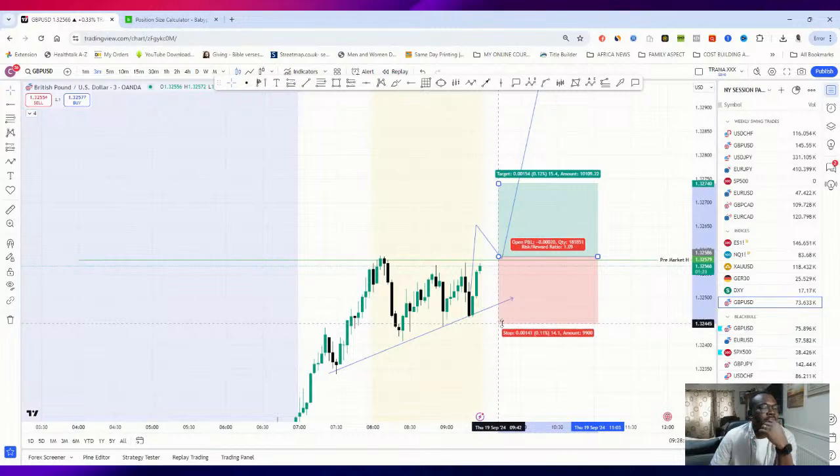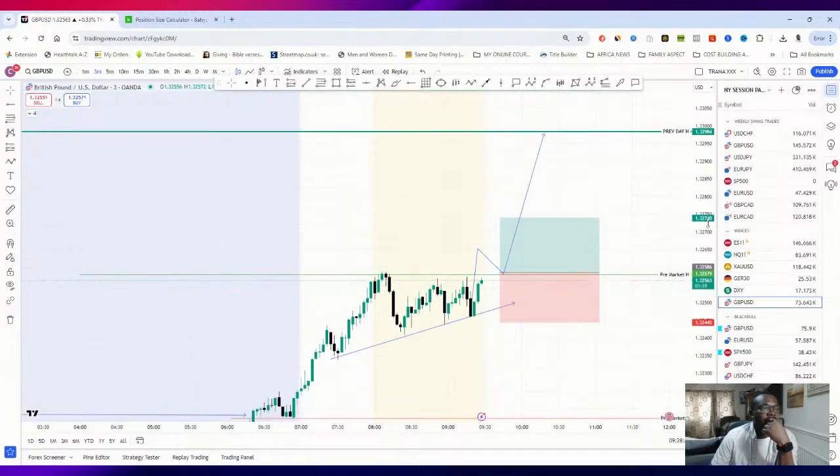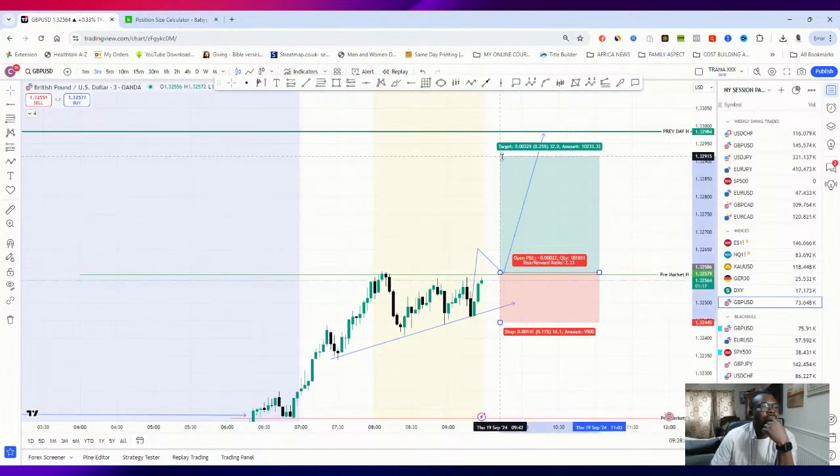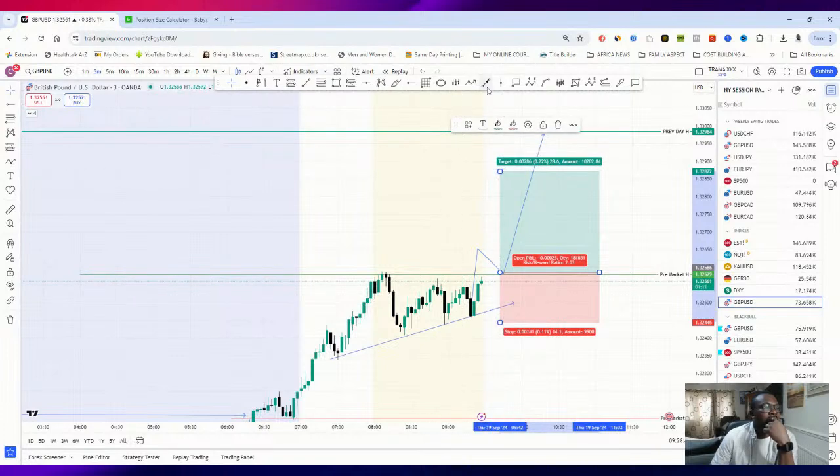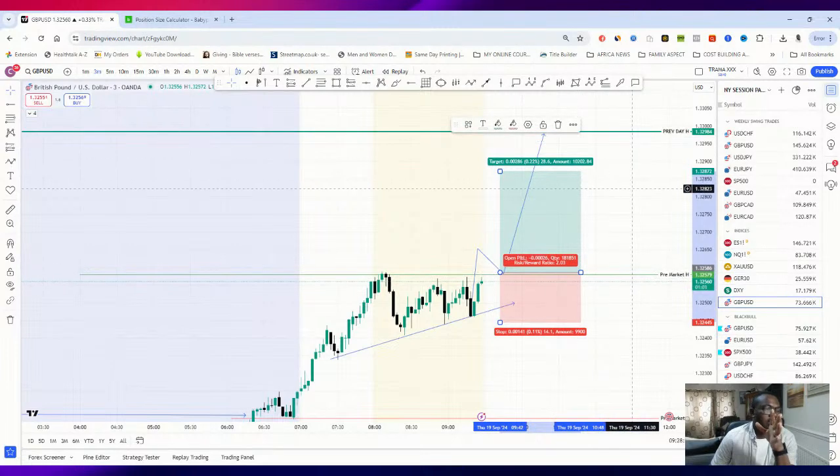Remember, it's 15 pips, so I'll leave it at 14.1. I'm targeting 1 to 2. That's 1 to 2 already. Once I get to 1 to 2, which is here, I will take partials. Of course, I know that the market is going to break. If it's going to break the pre-market high, the previous daily high, it's going to take it off.